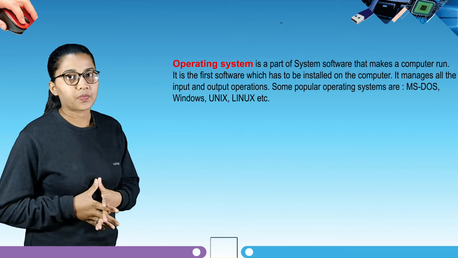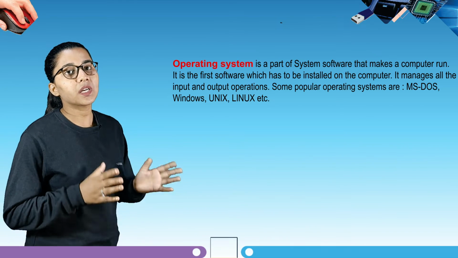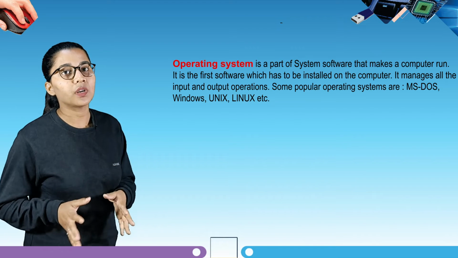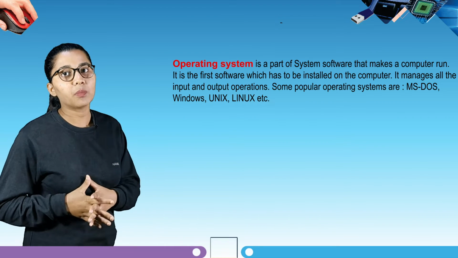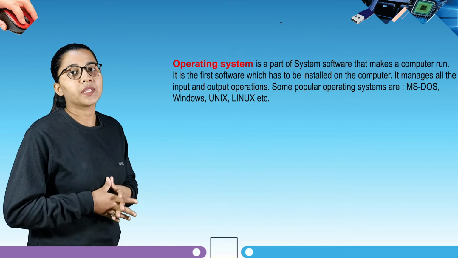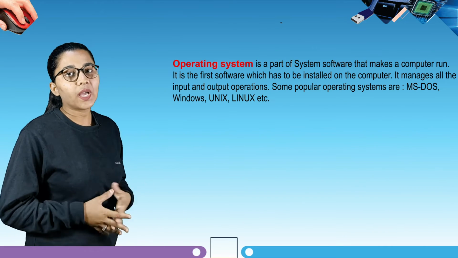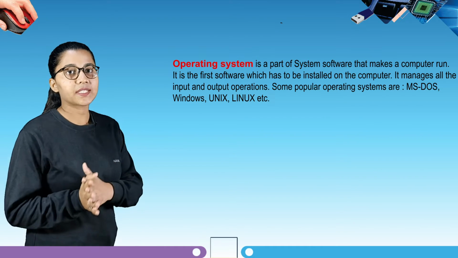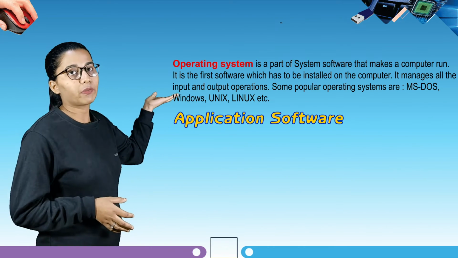Now, what is an operating system? Operating system is a part of system software that makes a computer run. It is the first software which has to be installed on the computer. It manages all the input and output operations. Some popular operating systems are MS-DOS, Windows, UNIX, LINUX, etc.